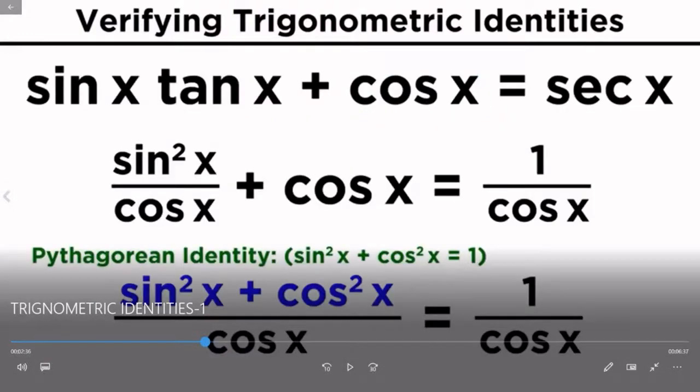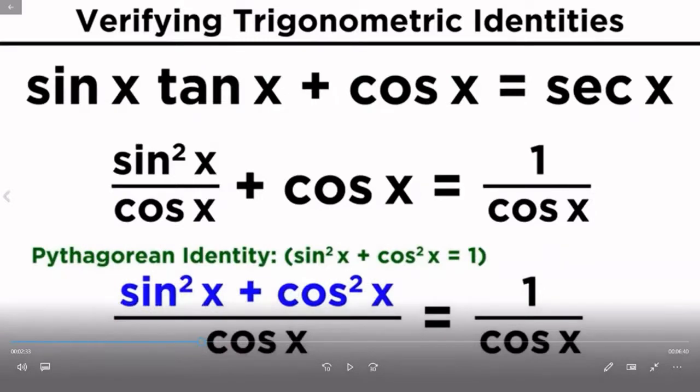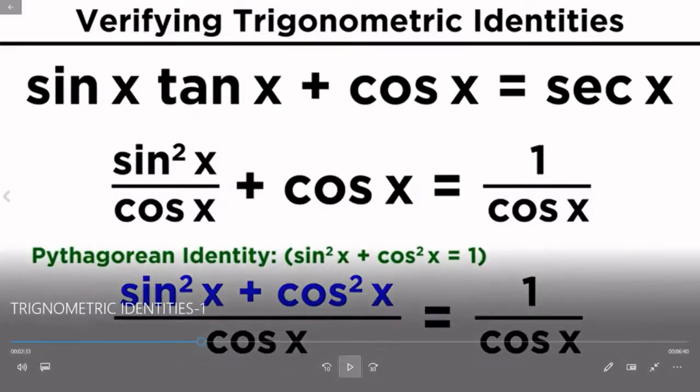Could everybody write down? Yes, ma'am. Perfect. Shall I progress now? Move ahead to the next.